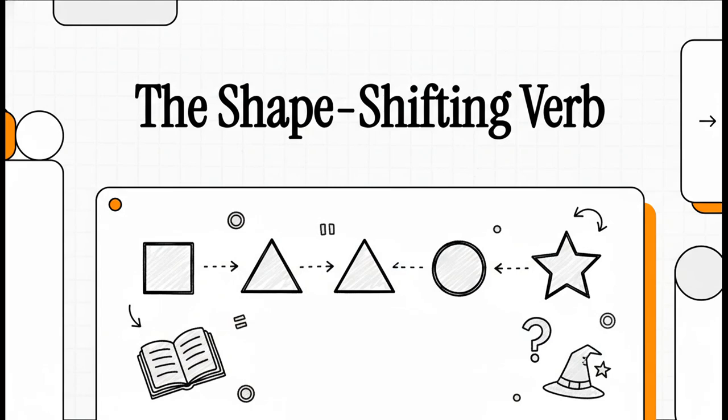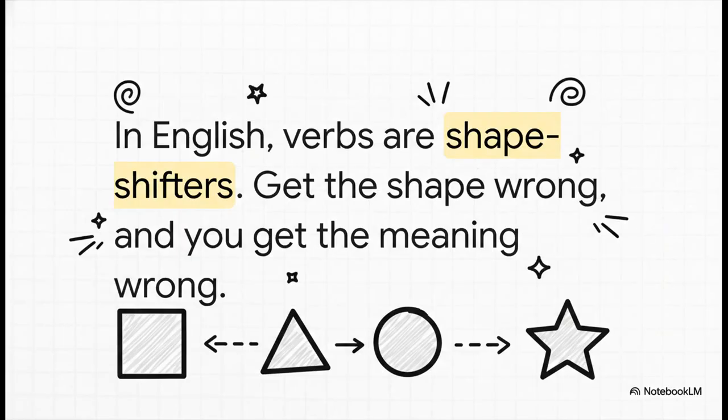English verbs can feel kind of random, right? Well, today we're cracking the code on one of grammar's trickiest rules. Here's the problem. English verbs are total shapeshifters. Get the shape wrong, and the whole meaning changes.